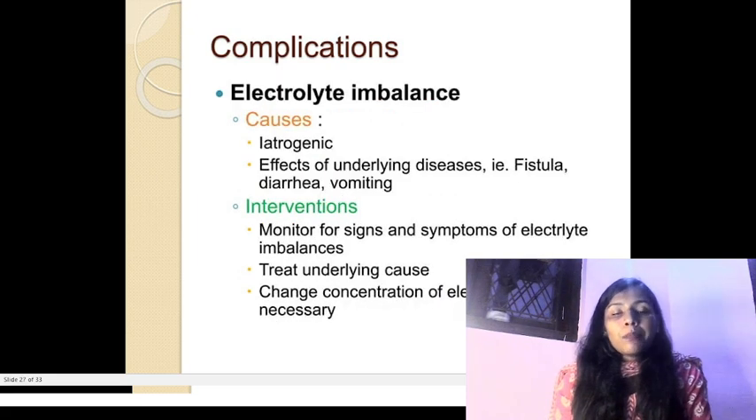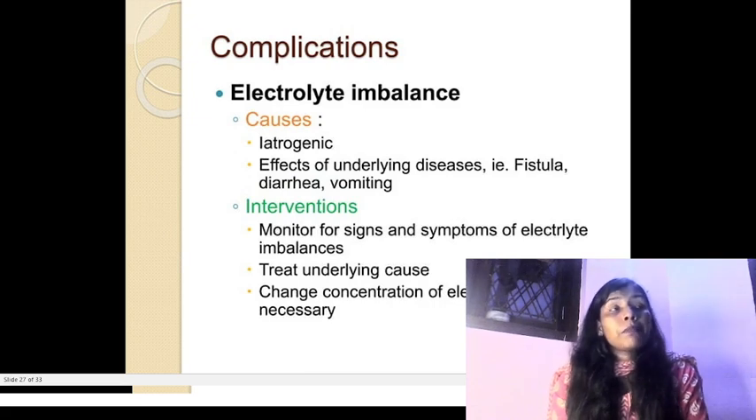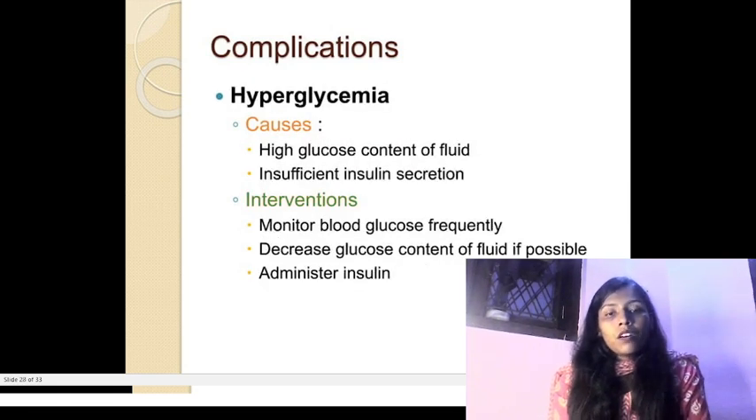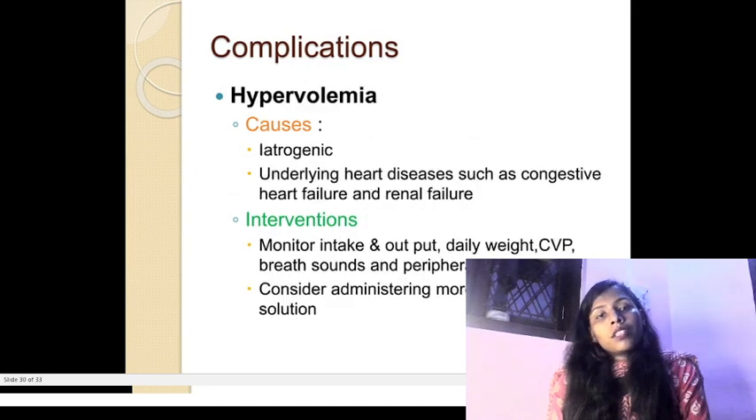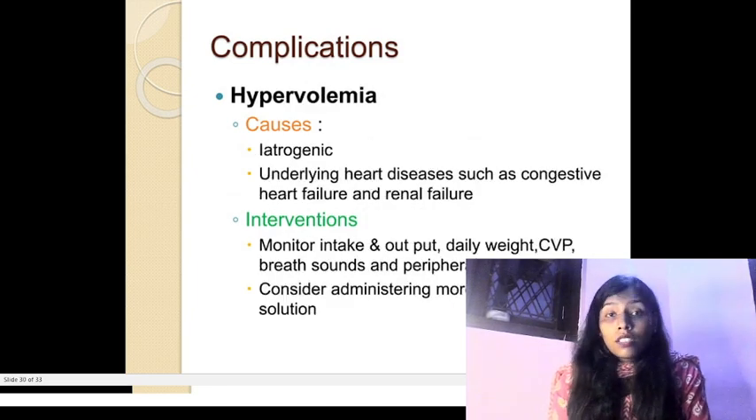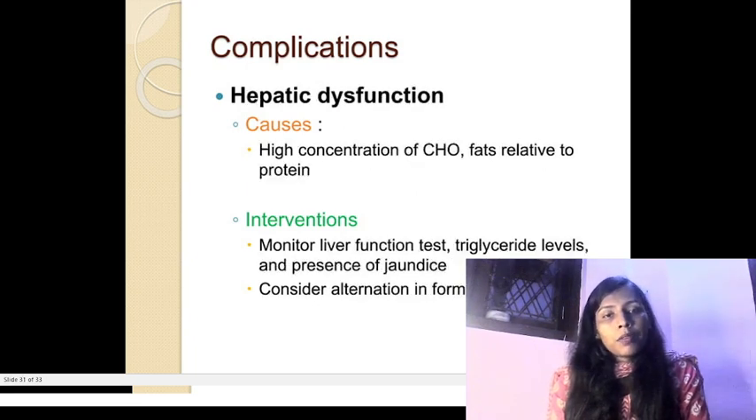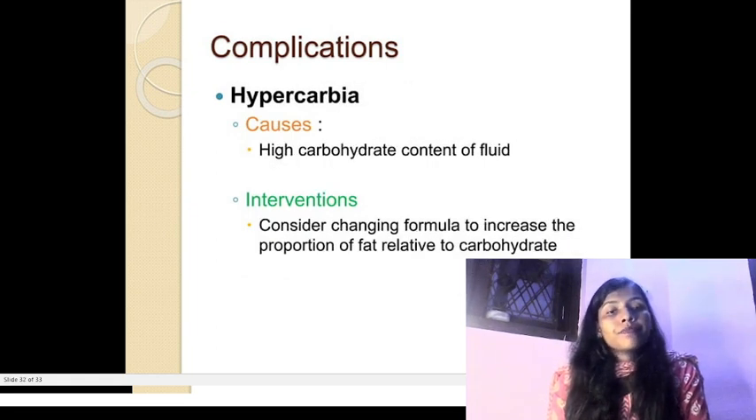There can be sepsis, there can be electrolyte imbalance. Electrolyte imbalance in the sense that TPN may provide magnesium and phosphorus and all, so the patient will have electrolyte imbalance related to TPN. Okay, there can be hyperglycemia, as I already told you. There can be hypoglycemia also, so we have to keep 10% glucose ready. Hypervolemia, if you are not careful about the rate. There can be hepatic dysfunction also because of the concentration of fat relative to proteins and all.